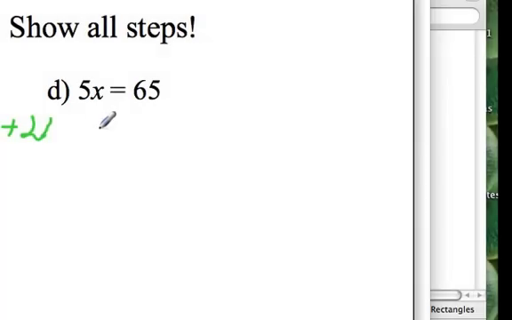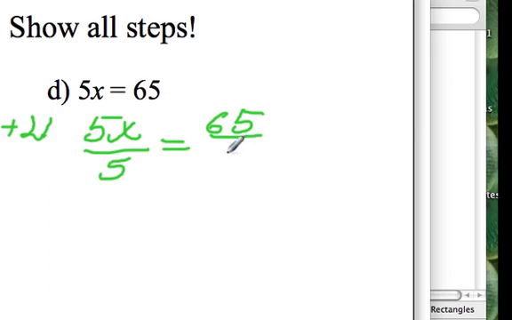Here, 5 is multiplied by x, so the opposite operation would be division. We have to divide 5x by 5. Whatever I do to the left side, I have to do to the right side, so I'm going to divide the right side by 5 as well. 5 divided by 5 is 1, which leaves x on the left side and 13 on the other side.